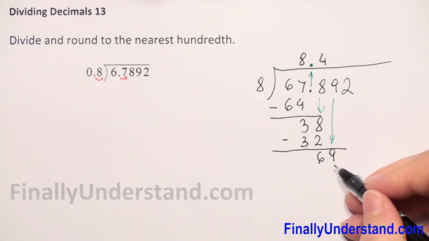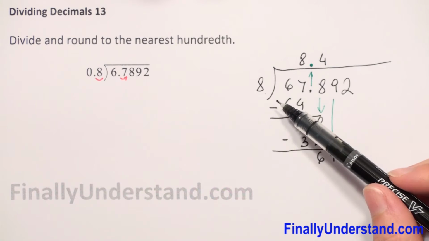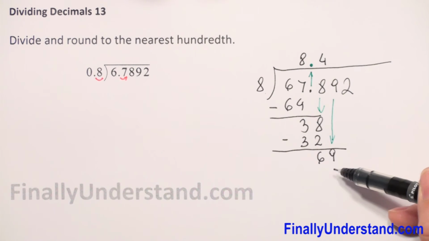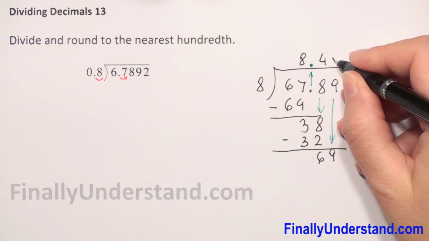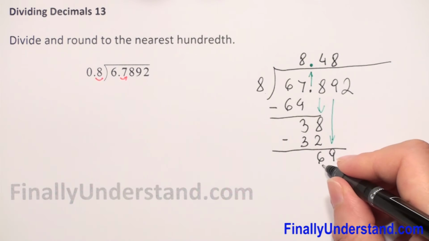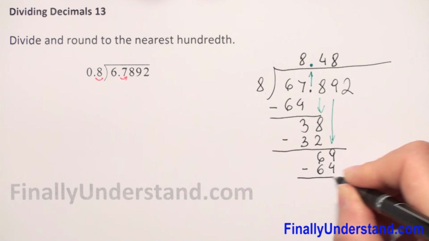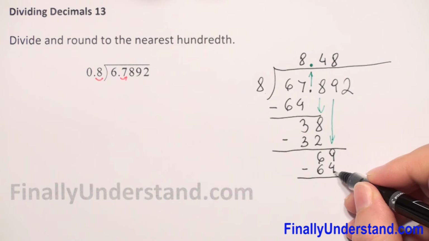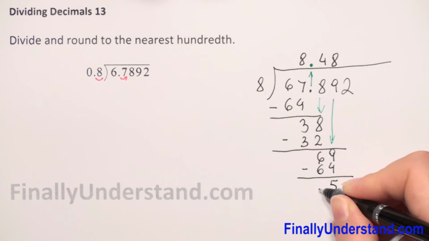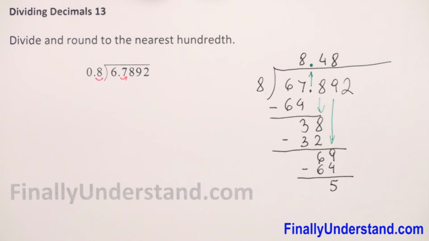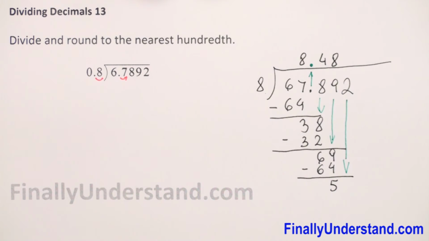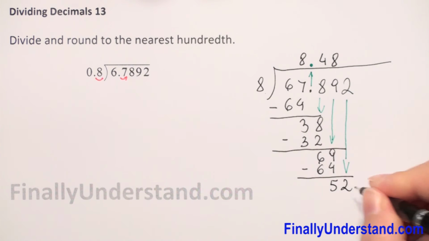So we have 69. How many times 8 goes to 69? 8. So on the top we write answer, and now again we have to do multiplication. 8 times 8 is 64. Subtraction. 9 minus 4 is 5. 6 minus 6 is 0. We don't have to write. We have to take next digit down. So it will be now 52.